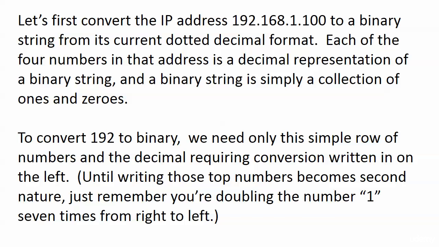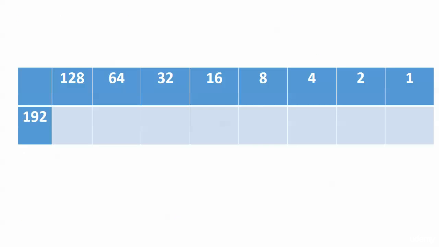Binary string, it's all ones and zeros, and here's all we need to do to make this conversion. To convert 192 to binary, or any number, you only need this simple row of numbers from 128 to 1, going from left to right, and whatever number you're converting written down on the far left-hand side. Now, until this becomes second nature to you, the best way to remember, instead of trying to memorize these numbers, is just start from right to left and take the number 1 and double it 7 times.